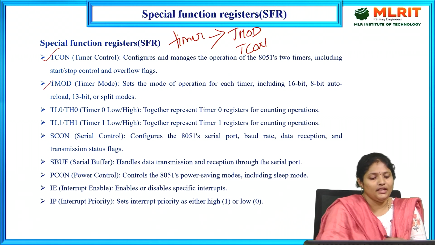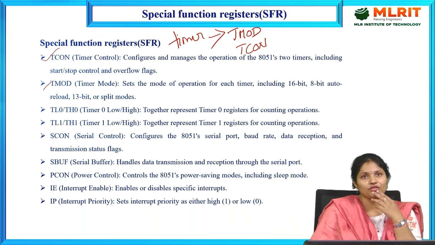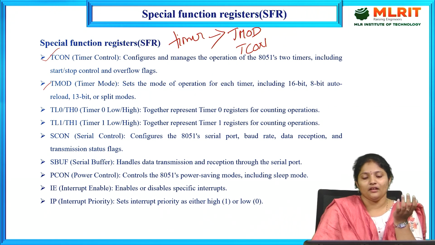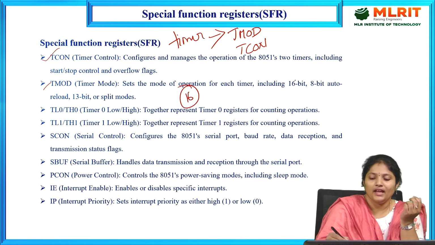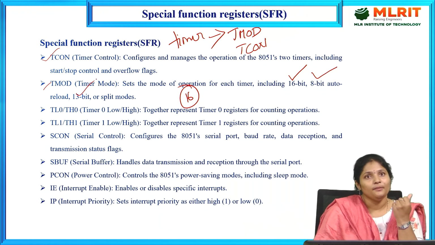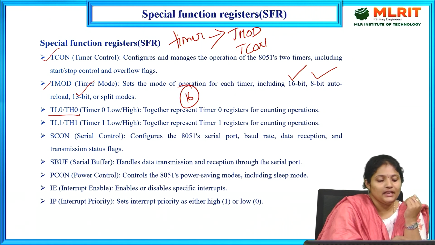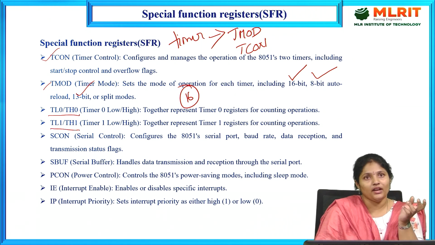Coming to TMOD, it is the timer mode register. Actually in the 8051, there are 4 modes of timers. A timer can be used as a 16-bit timer, an 8-bit auto reload timer, a 13-bit timer, and another one is the split mode timer. So these 4 modes are there, and to select the mode of the timers, we use the TMOD special function register. TL0 and TH0 are the timer 0 lower and higher bytes. TL1 and TH1 are the timer 1 lower and higher bytes.